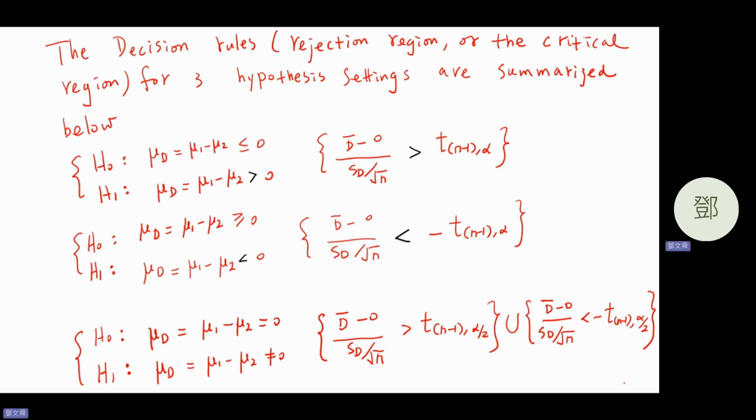The critical region for the second hypothesis setting. And this is the third region, critical region. Union means either this inequality holds or this inequality holds. Then you have to reject the null hypothesis. Either or. And don't forget to divide the level of significance by 2. You use only 1/2 of the level of significance. All right?